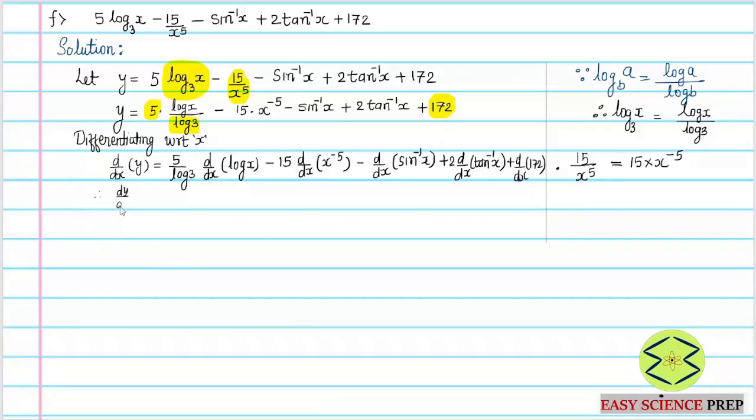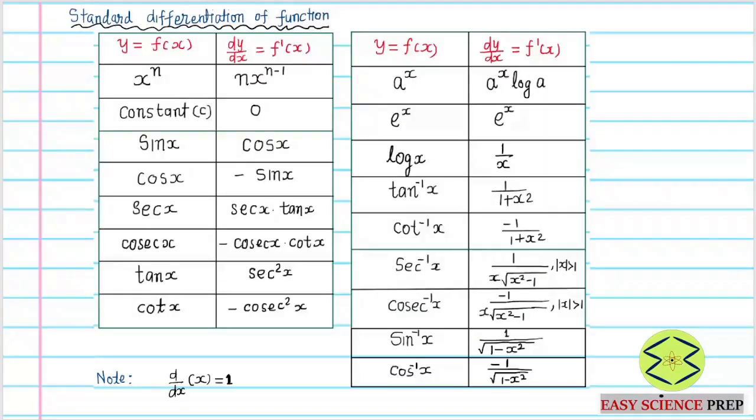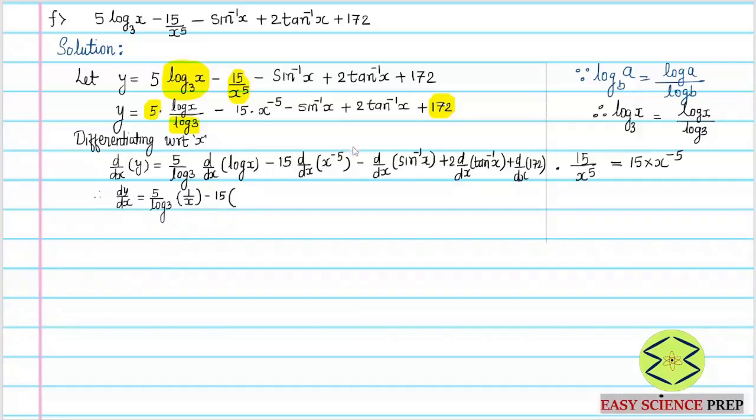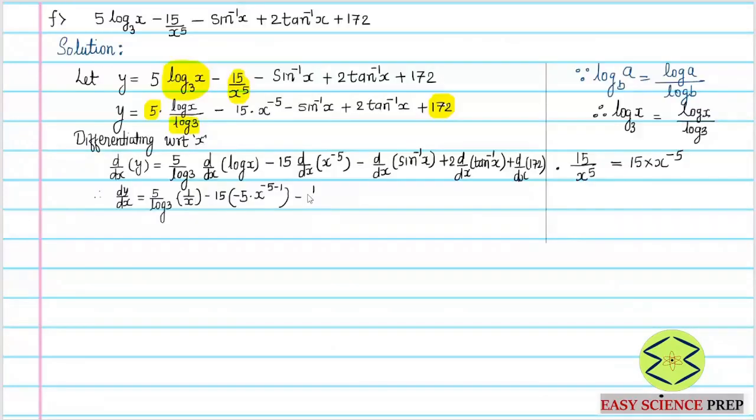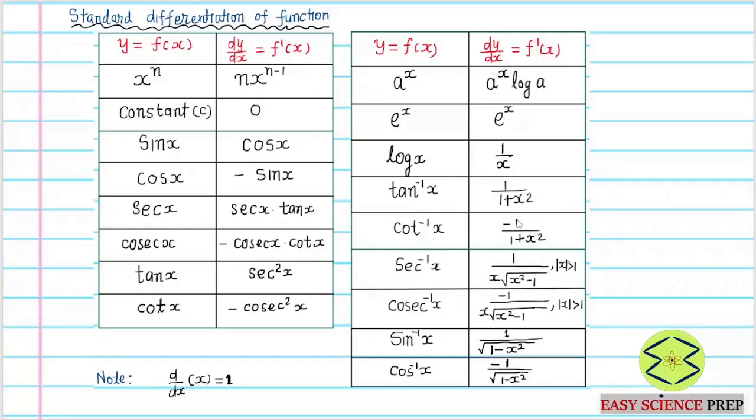Therefore, this becomes dy over dx. Now 5 divided by log 3 are constant, as it is, no change. Now differentiation of log x. Let's see the table. Differentiation of log x is 1 over x. So let's write down minus 15. Now x raised to minus 5 is similar to x raised to n. So the derivative of x raised to n is n times x raised to n minus 1. So n is minus 5 times x raised to minus 5 minus 1, minus the derivative of sine inverse of x. Let's see what the derivative of sine inverse x is in the table. The derivative of sine inverse of x is 1 divided by under root of 1 minus x square. Plus, now we have 2 as a constant, so the derivative of tan inverse of x would be, let's see the table again. What is the derivative of tan inverse of x? 1 divided by 1 plus x square. We write down that also.